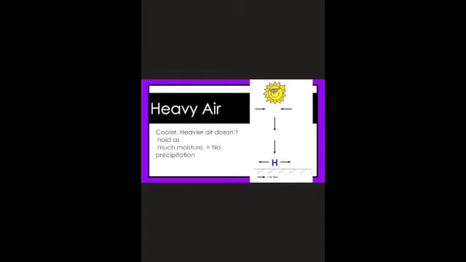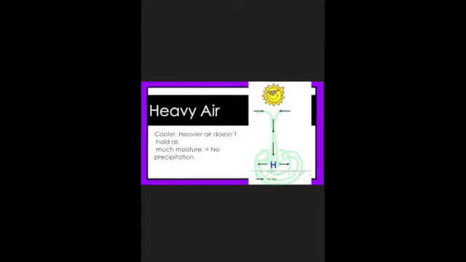Cooler, heavier air can't hold as much moisture, so it's going to keep going down, and it turns clockwise, like that. Okay? It's going to turn in a circle. So since that happens, and it's not going up here to where the sun is, we are not going to have precipitation. No rain, no sleet, no snow, no hail. None of that. You're going to have clear skies.